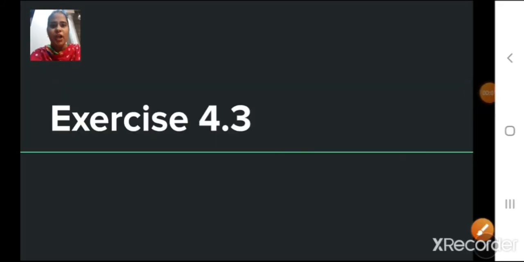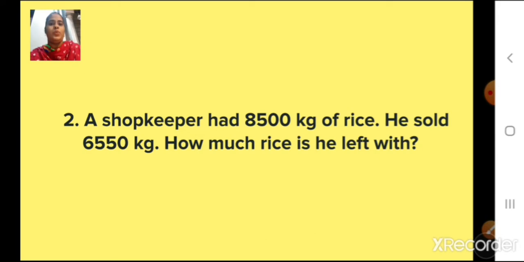Children, now take out your textbook and your notebook. We are going to solve exercise 4.3. And actually we have already started this exercise. We are going to continue. We have already done question number 1. So you are going to take a new page and you are going to write question number 2. We are going to solve one question in one page.